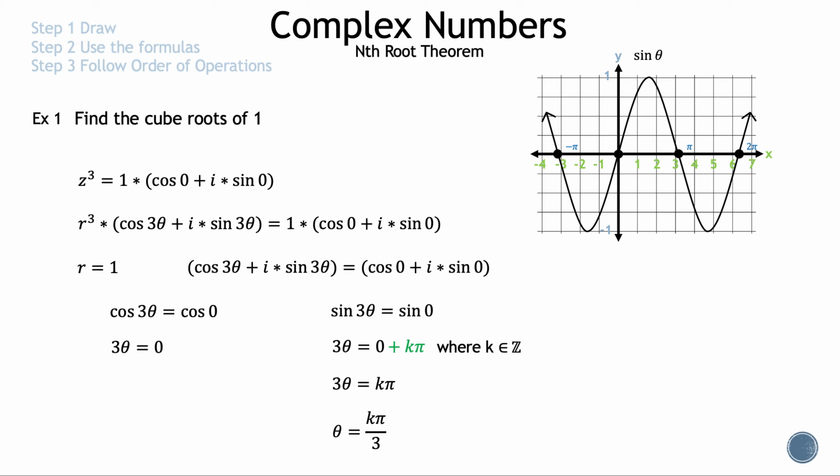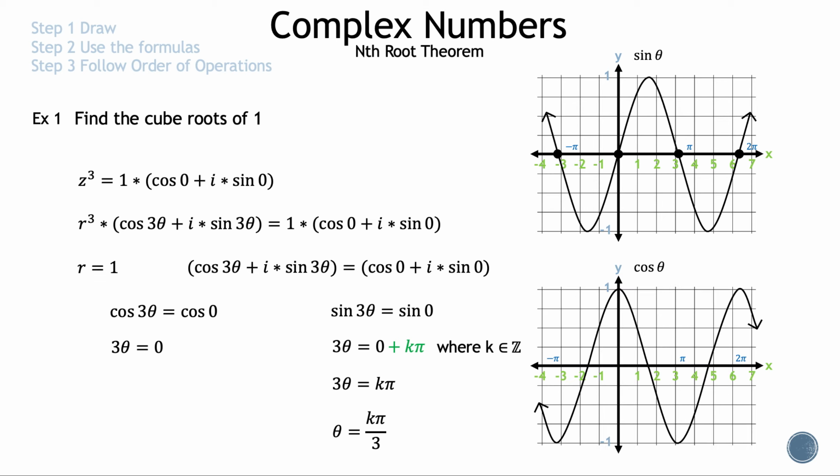What does cosine look like? Well, let's graph it. Since cosine is a sinusoidal function, it goes up and down forever and ever. So we have infinitely many solutions. But where are the solutions? Since cosine of 0 is 1, our solutions are where the output is 1.